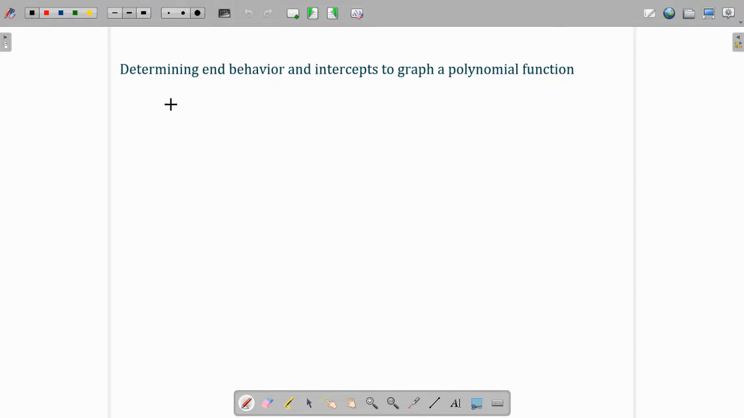First thing I want to talk about is if 0 crosses the x-axis. Okay, and I'm going to put in parentheses odd exponent. That's what we're looking for.